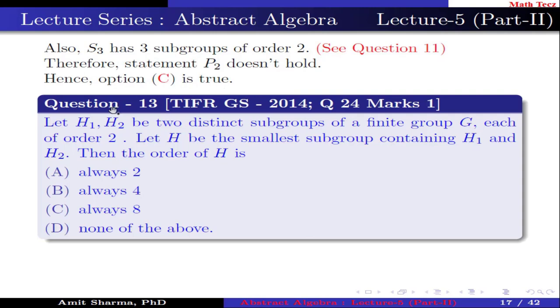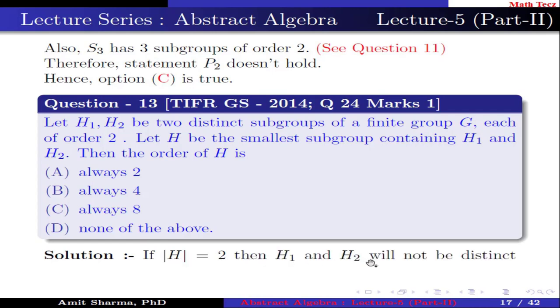Question number 13. This question was asked in the TIFR exam in 2014. Let H1, H2 be 2 distinct subgroups of a finite group G, each of order 2. Let H be the smallest subgroup containing H1 and H2. Then the order of H is option A, always 2. Option B, always 4. Option C, always 8. Option D, none of the above. If the order of H is 2, then H1 and H2 will not be distinct. This implies option A is wrong.